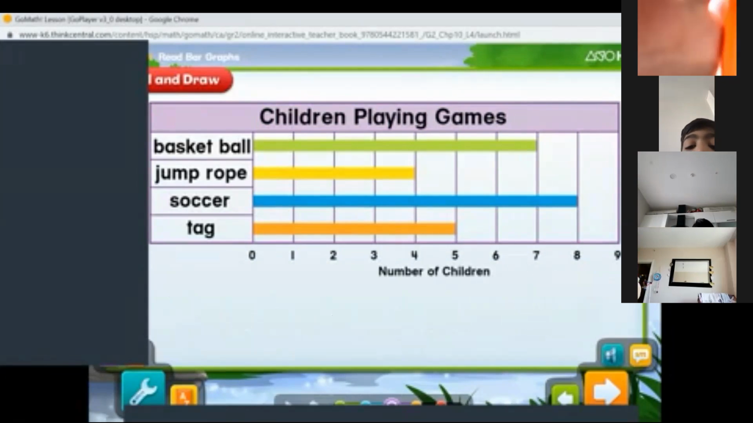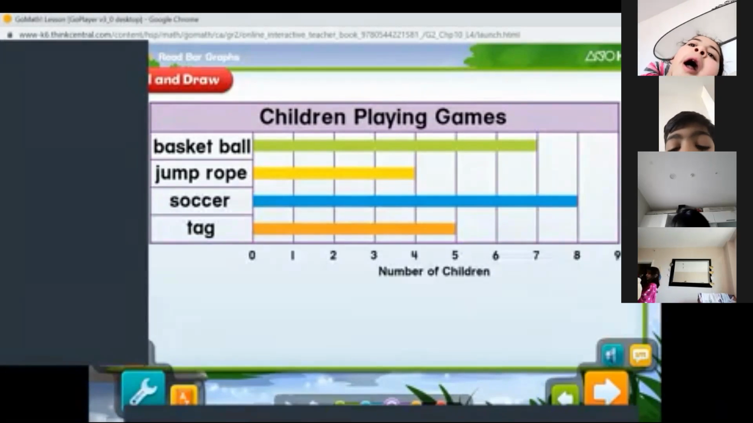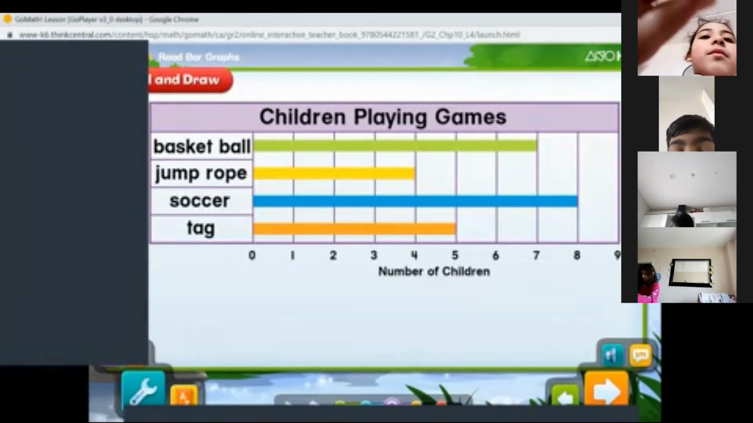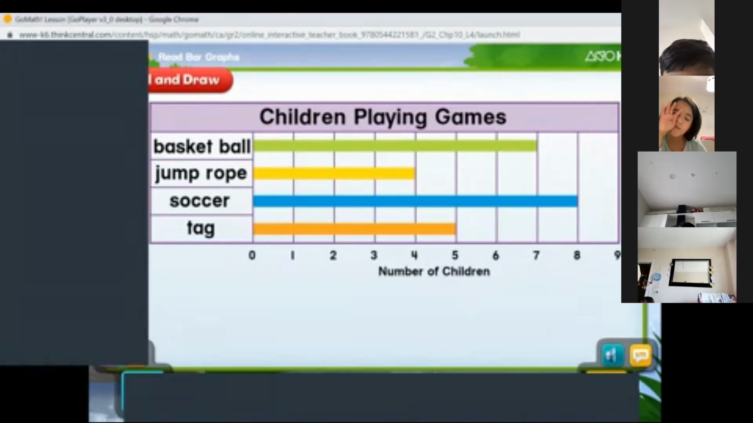On one side, you will have the name of games, the name of things they ask the children about. On the other side, you will have numbers. They might be in different order. So you might have the numbers here on this side and the names here. It doesn't matter. It's all the same, okay? So you can have them both ways. So here they asked about basketball, jump rope, soccer, and tag.